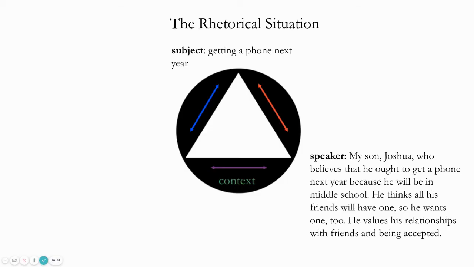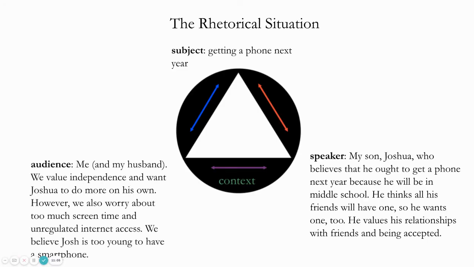But for him, it's really about his friends. So he believes his friends will have one. He already has a few friends who have one, so he wants one too. And his values that are really high right now are his relationships with friends, of being accepted, of being able to interact with them and talk to them. And that's in many ways one of his most important values at the time.